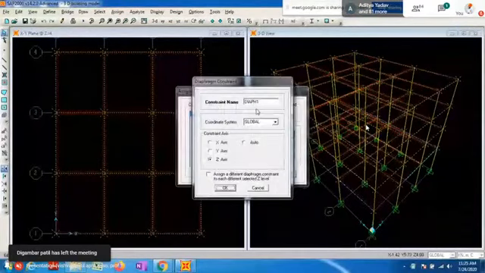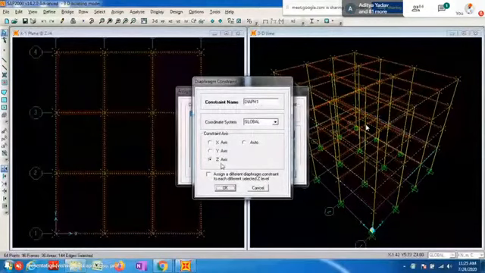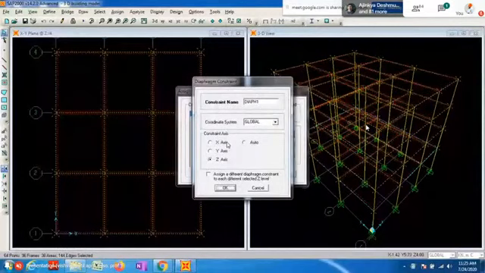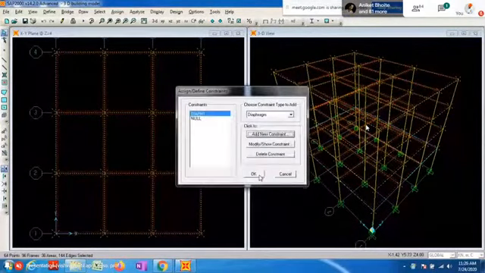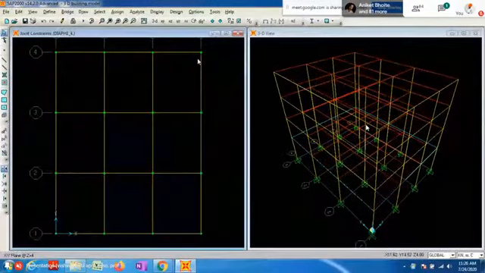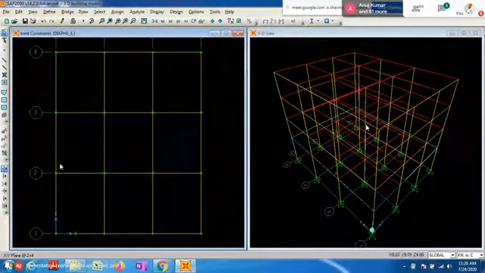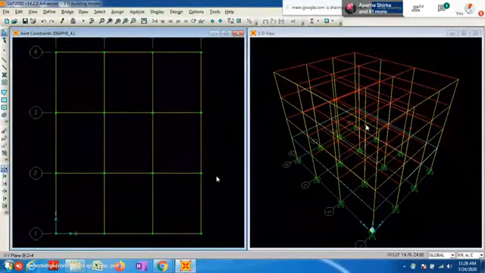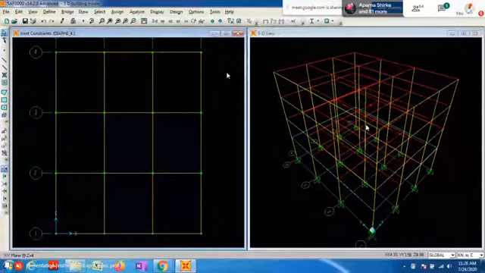Constraint in which direction? We are allowing the slab to move in the X direction and in the Y direction, but not in the Z direction. So constraint in the Z direction, and apply to all levels of the slab. Click here and then okay. Now the green color indicates that the constraint has been applied. Now the slab behaves as a rigid diaphragm. Okay, so this is the procedure.